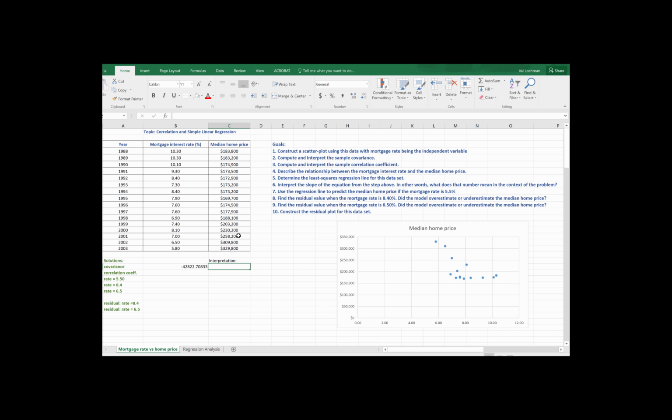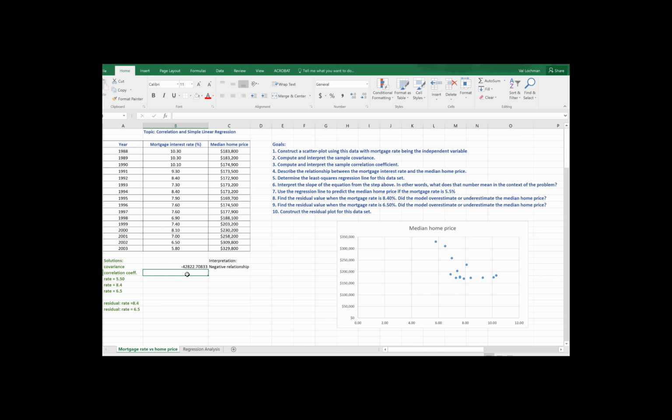There is a negative relationship, right? If the value is negative, over here, that means there's a negative relationship between the mortgage interest rate and median home price. Okay, just to remind you, covariance tells you if the relationship is negative or positive. What about correlation coefficient? This value will tell us if it's a strong or weak linear relationship, right?